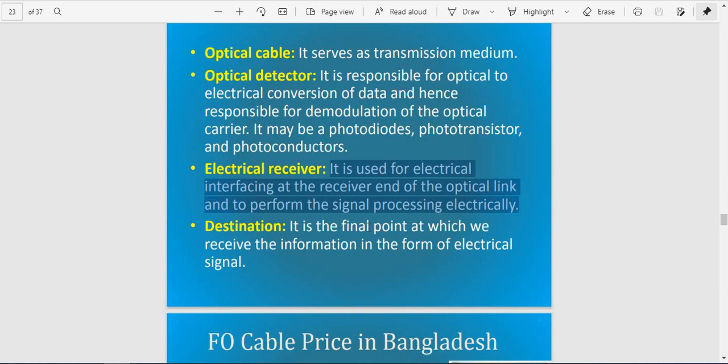So whatever information we are passing, that information needs to reach the receiving end. We have passed from electrical to optical, then through the optical cables, then to the optical detectors.